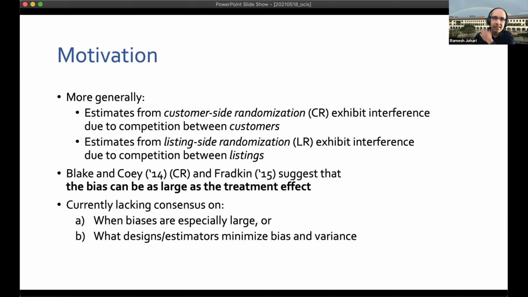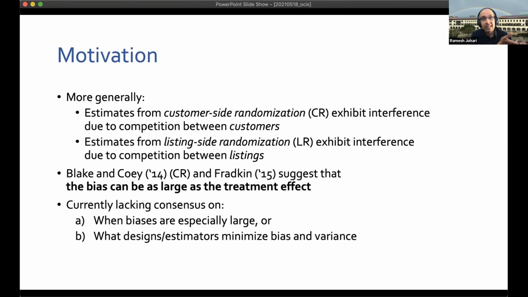More generally, platforms tend to use two types of experiments in a vast majority of these settings. One of them is to randomize only on the customer side. There's, of course, a symmetric version of that where you randomize only on the listing side. Estimates from customer side randomization tend to exhibit interference due to competition between customers. Estimates from listing side randomization tend to exhibit interference due to competition between listings.